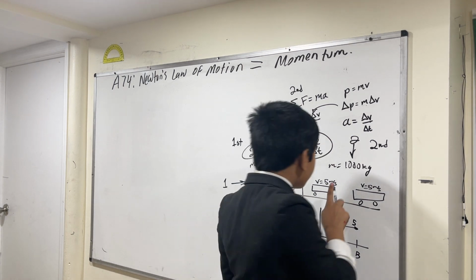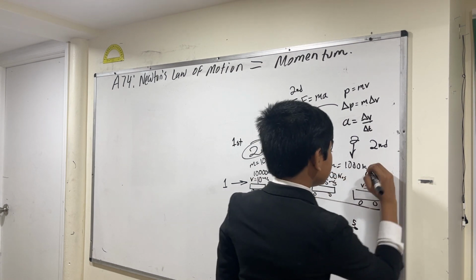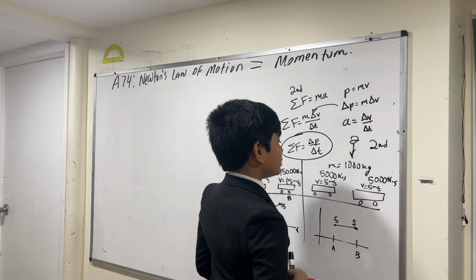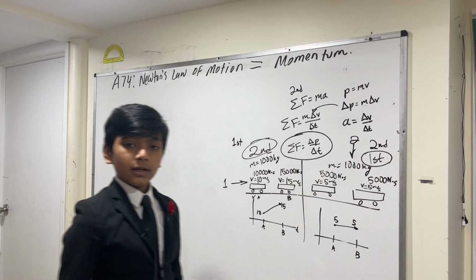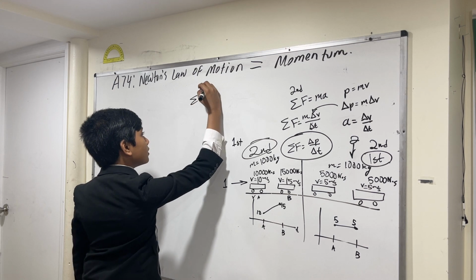While over here, momentum is 5,000 Newton seconds, and also 5,000 Newton seconds over here. So that shows that this is the first law. That this is another form of Newton's second law.